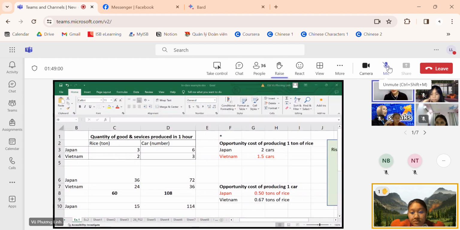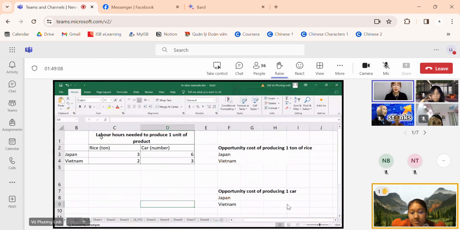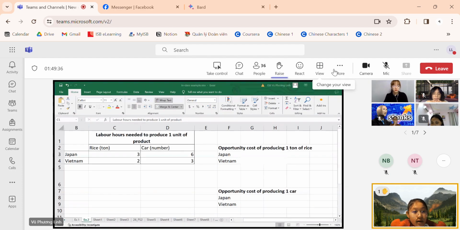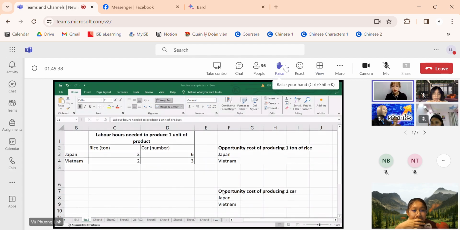Okay, right, that is our difference. Firstly, in the first exercise I provided the quantity of output produced in an hour, and secondly, in this one it is the labor hours needed to produce a unit of product. So when we have that difference, will we change our answer for the opportunity cost calculation? If we change the answer, can you tell me what is the result for the second exercise? Bảo Lâm? Anyone, what is our answer here?